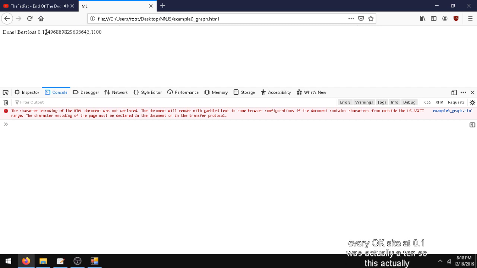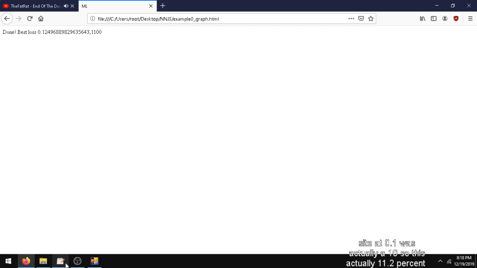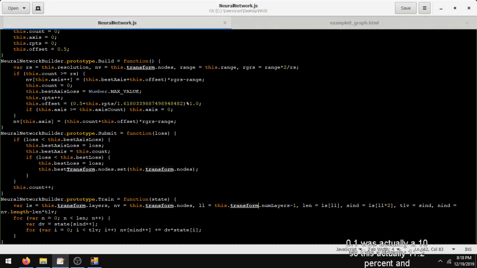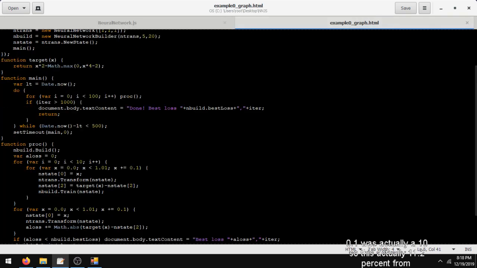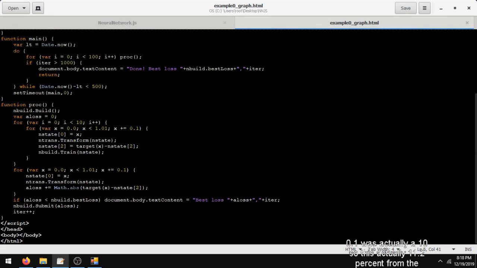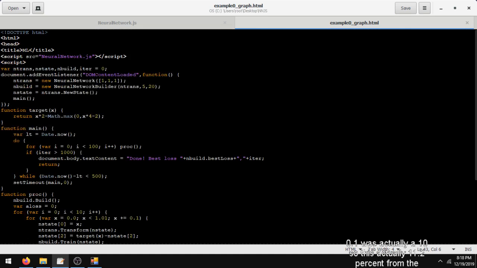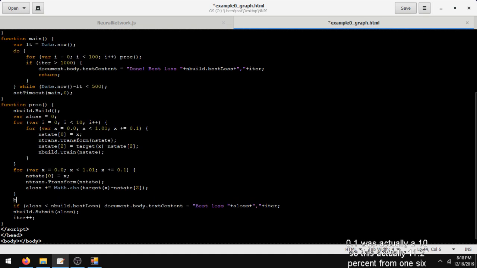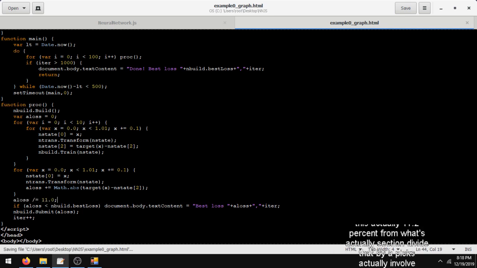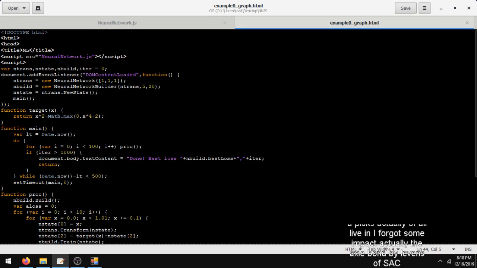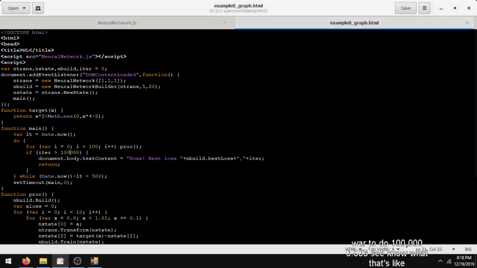So this is actually 1.2%. Let's actually divide that by, it's actually out of 11. I forgot, so it's actually a bit better. So I'll divide it by 11, so it's actually normal. We're gonna do 100,000, 0.003. So you know what? That's actually pretty damn accurate.